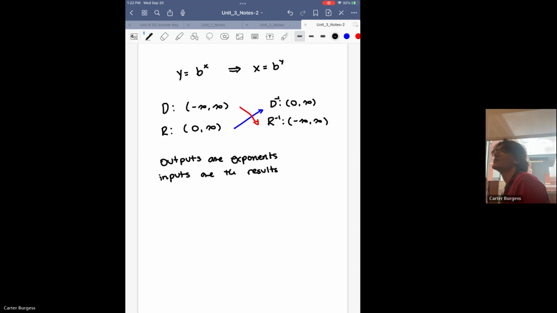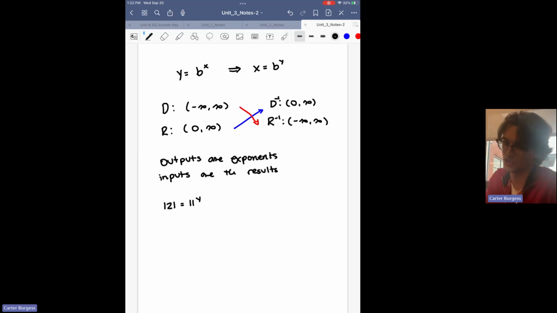It's the thing that we get after we take a particular base and raise it to a power. For instance, if I wanted to know the output that I would get for plugging 121 into 11 to the power of whatever my output is, what is the power that when I raise 11 to that power gives me this 121? 2. This would just be y is equal to 2.